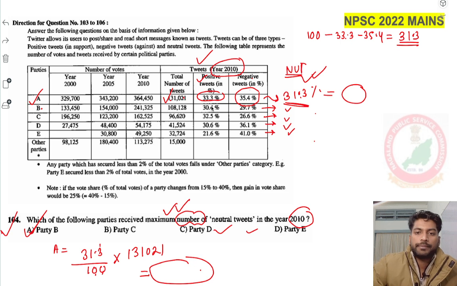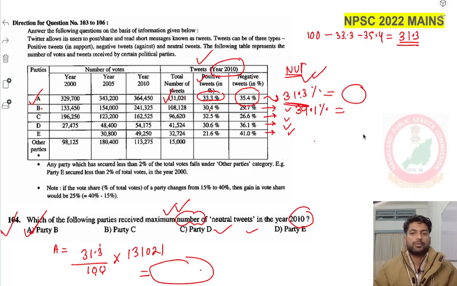Same for political party B, 30 and 29, that is 59, 59, 60, 60.1, so it will be 39.1 percent. After that 39 percent, you have to calculate and you will get one number there. Okay, this is how you have to solve. Chalo, next.